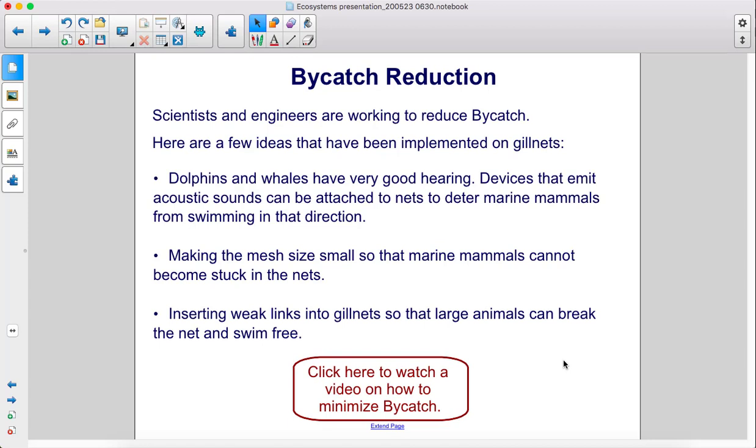Scientists and engineers are working to reduce bycatch. Here are a few ideas that have been implemented on gill nets. Dolphins and whales have very good hearing. Devices that emit acoustic sounds can be attached to nets to deter marine mammals from swimming in that direction. Making the mesh size small so that marine mammals cannot become stuck in the nets. And inserting weak links into gill nets so that large animals can break the net and swim free.